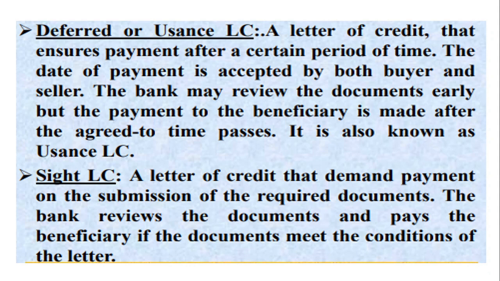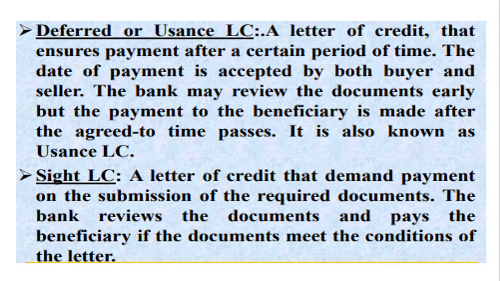Okay. So next is deferred or usance LC. Second is sight LC. Now in deferred LC, you are ensuring payment after a certain period of time. The date of payment is accepted by both buyer and seller. The bank may review the documents early, but the payment to the beneficiary is to be made on the date mentioned. So this is also called usance letter of credit.